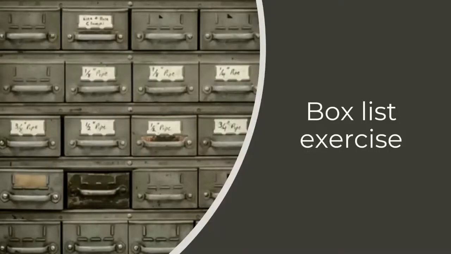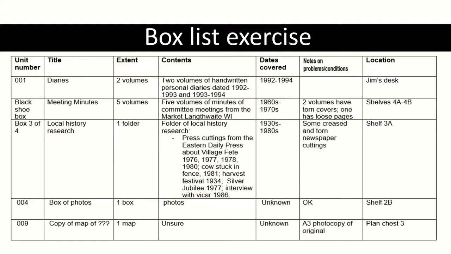Now it's time for another exercise. On the next slide, we will show you examples of new accessions that have been added to a box list. Pause the video and think about how they've been listed. What do you think is good in each entry, and what do you think can be improved? Resume when you're ready to continue.